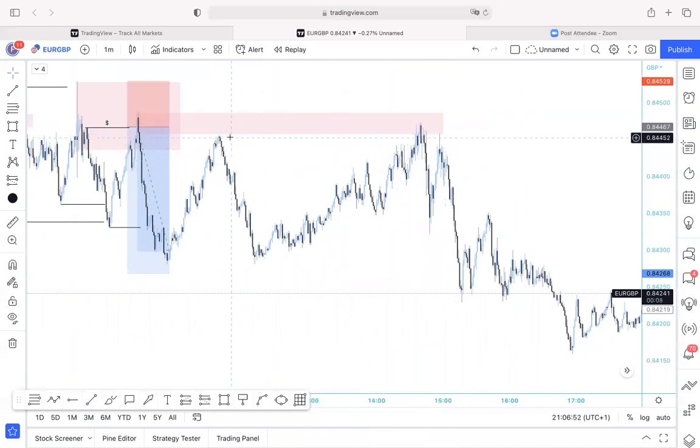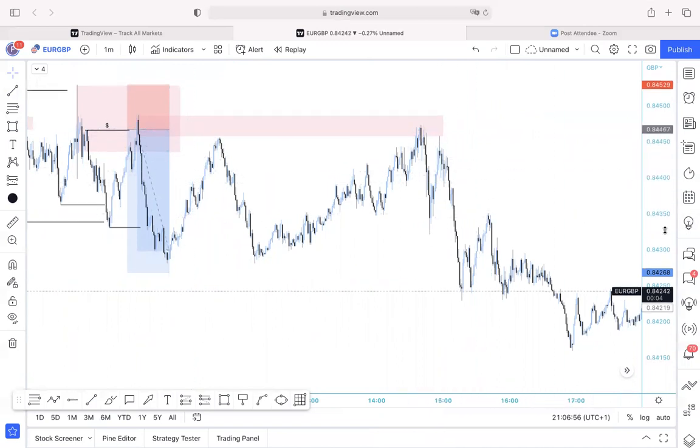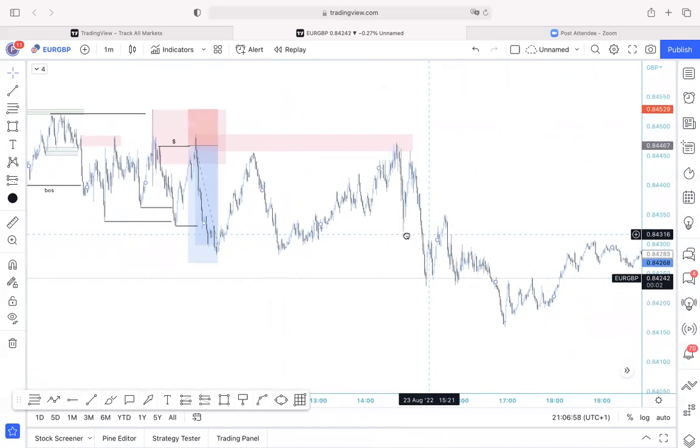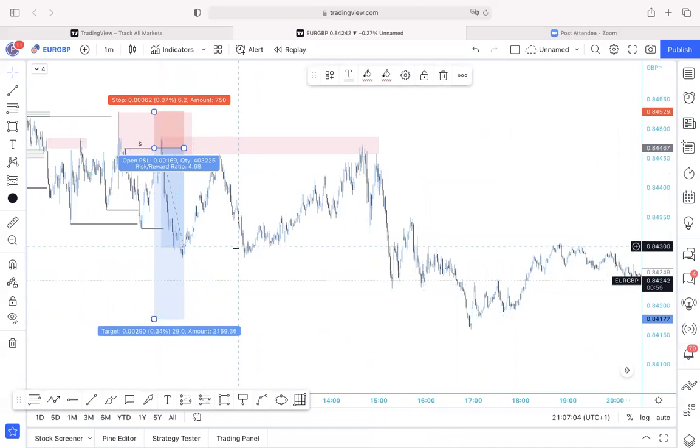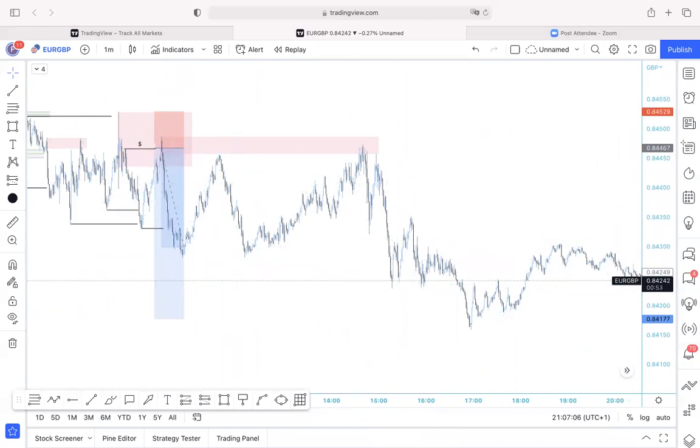Now, if you go break even, it hits your break even. If you don't go break even, this is possibly another entry with basically same entry, same stop loss, and our take profit, we could have targeted almost a 1 to 5.